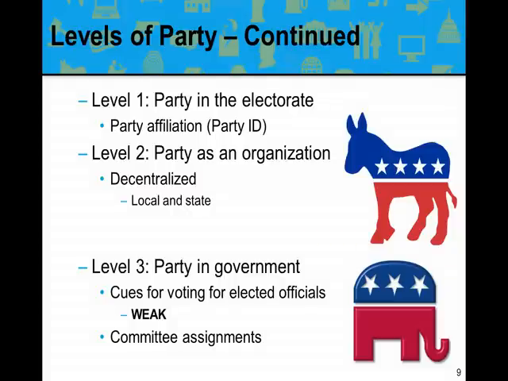Second, it determines what kind of committee assignment they're going to get. We talked about committees when we talked about Congress, but remember, if you're the majority party, and right now the Republicans are in the House, that means you get to choose who are the chairs of those committees. So committee assignment is based upon parties. All right, so those are the three levels of party: party in the electorate, party as an organization, and then party in government.